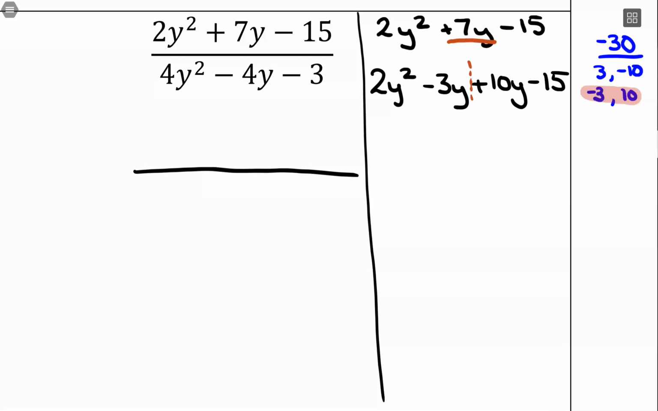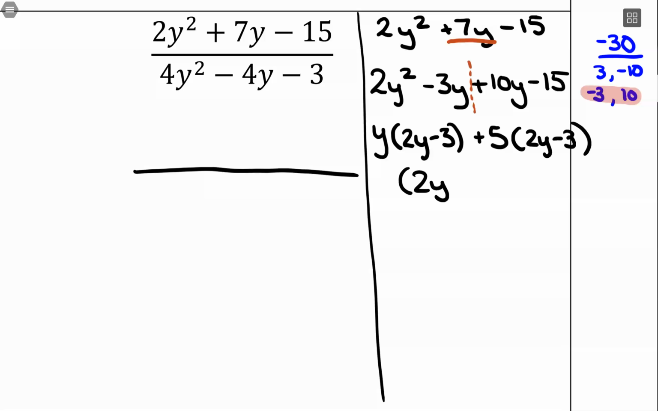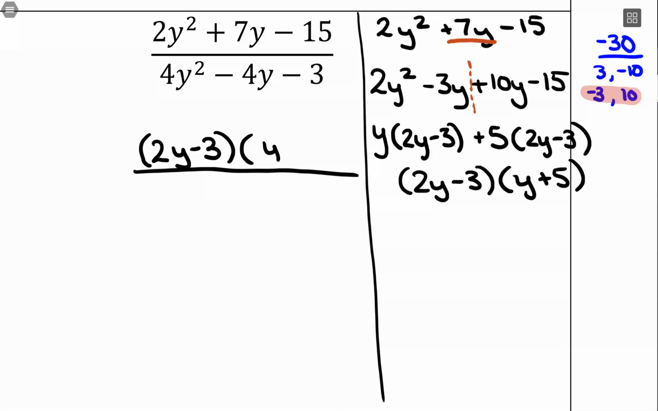And then I can factor by grouping. On the left-hand side, there's a common factor of y, and then we would have 2y minus 3 left over. On the right-hand side, there's a common factor of positive 5, and we would have 2y minus 3 left over. So we could factor out that 2y minus 3, and then we would have y plus 5 there. Now just make sure that's all completely factored, which it is. So now my numerator, I'm going to write as 2y minus 3 times y plus 5.